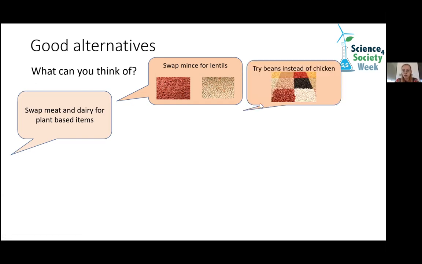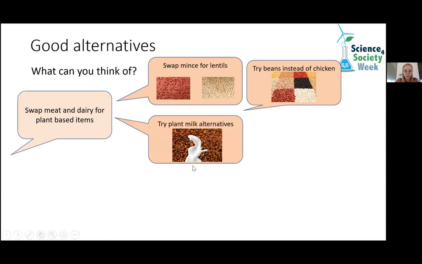So we could try beans instead of chicken. So we said that already. I often use chickpeas because they have a very nice taste. Some people already said this. We can try plant milk alternatives. So we had the almond milk. Can anyone think of any other plant milks that we might use?